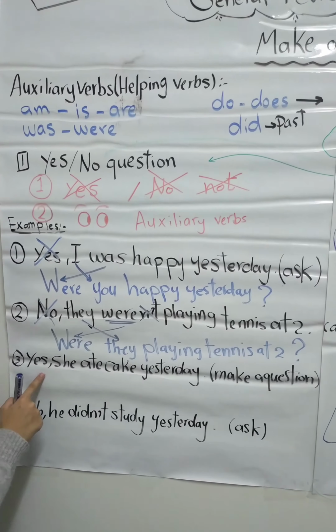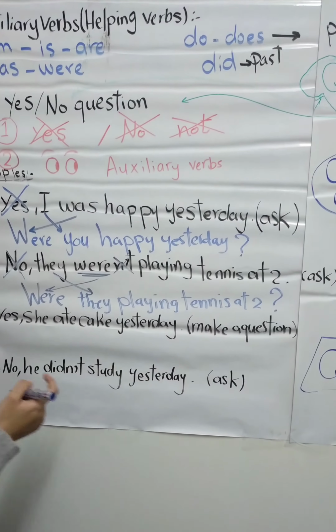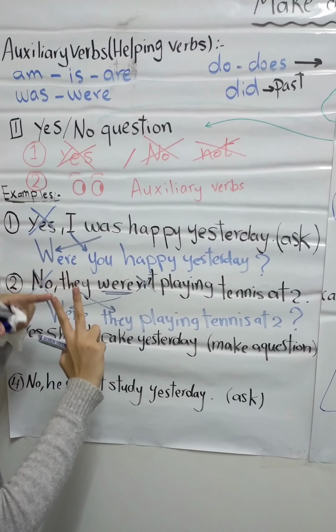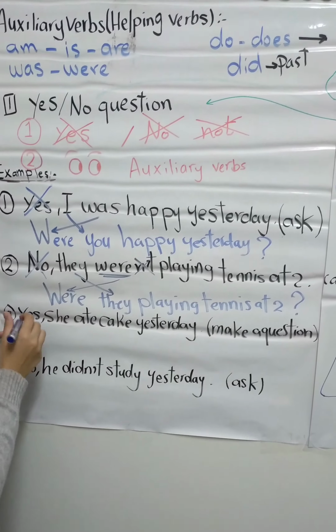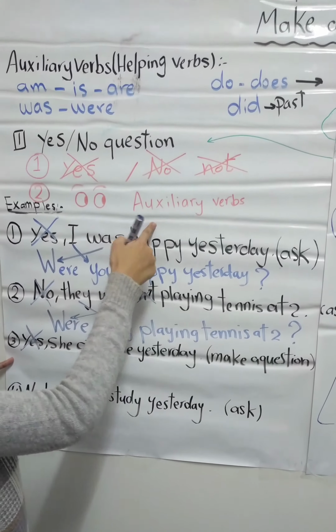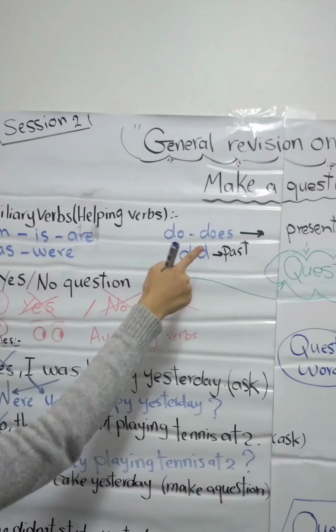Number 3: yes, she ate cake yesterday. Make a question يعني اسأل. I have to follow two steps. Don't forget two steps يا جونيور، ما ننساش الخطوتين اللي بنمشي عليهم. Step number 1: cancel yes. Step number 2: search for auxiliary verb or helping verb: am, is, are, was, were, do, does, did.